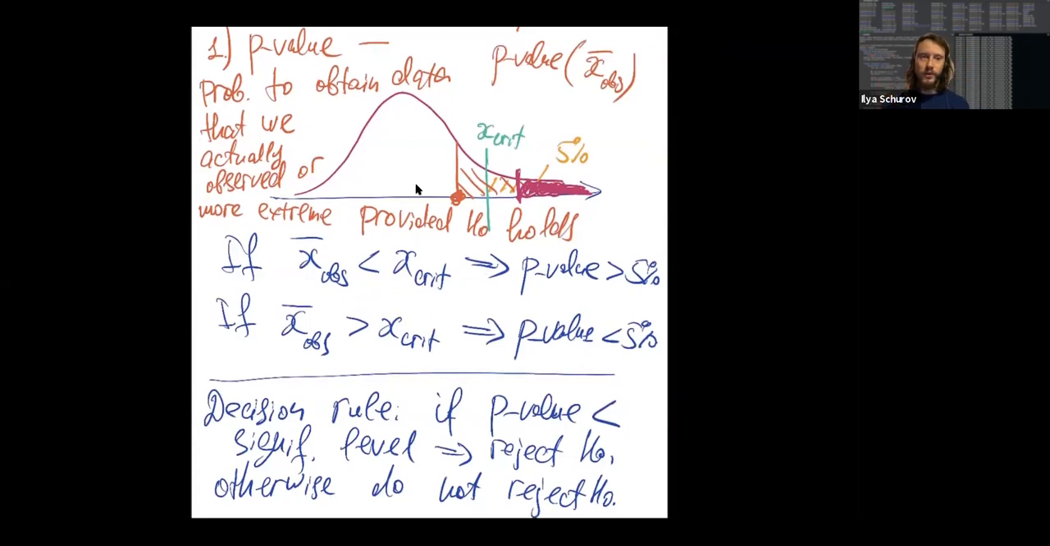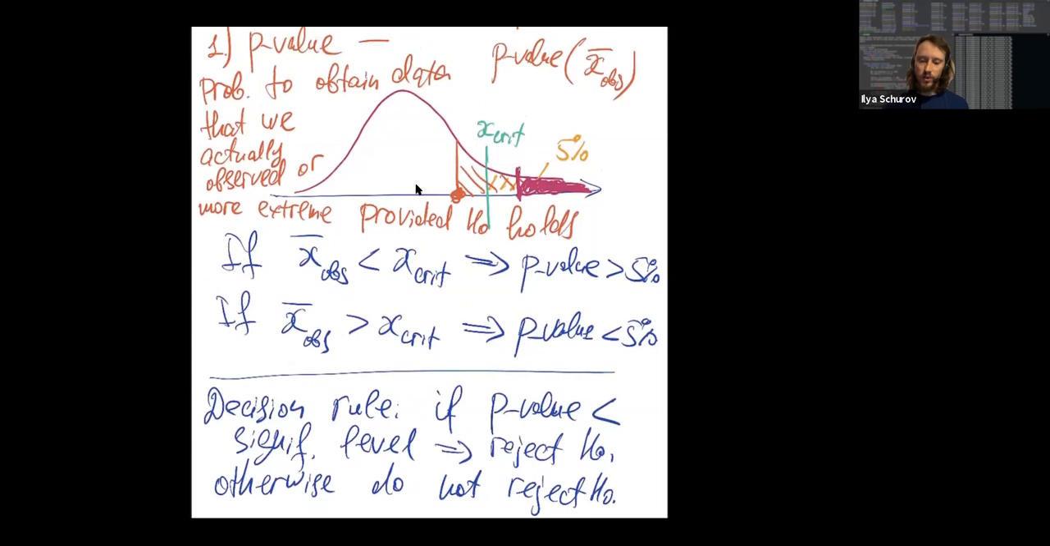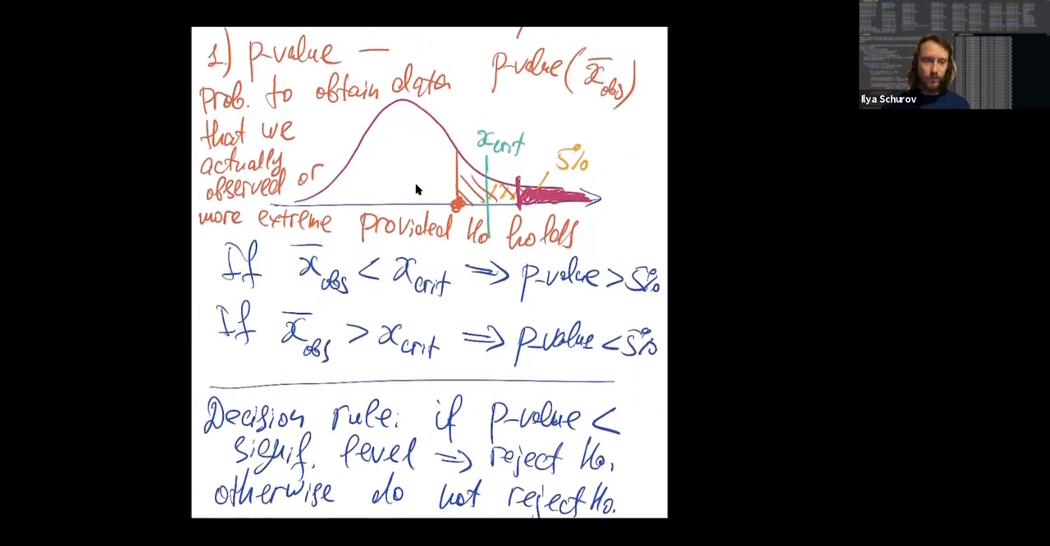And during exercises, you will use the function t-test that will calculate this p-value for you. So actually, the only thing that you have to do is to compare this p-value with your significance level, your 5%, and then make a decision. But of course, to make everything correct, you have to understand what it means. Are there any questions about this part?